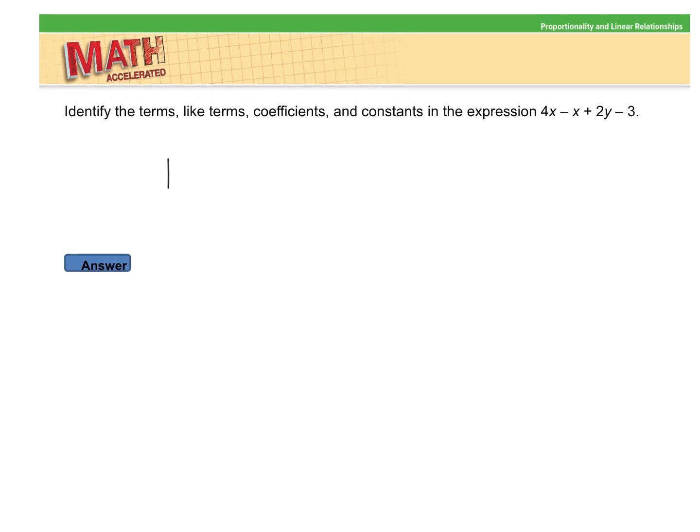Everyone write this down. You're going to start with terms. Like terms, you can abbreviate. Coefficients. Constants. You're going to go through that expression up top and label all of them and put them in their correct vocab, just like we did earlier.